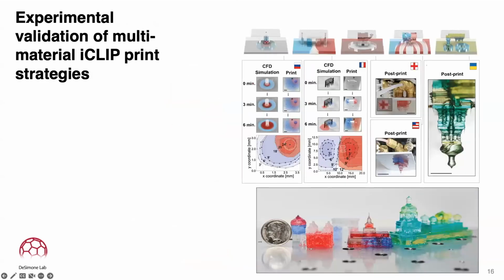We experimentally validate such multi-material ICLIP print strategies as shown here for each of the 5 examples, correlating computational fluid dynamics simulations to in situ images of the print process, which demonstrate the flow boundaries that are achieved by injection at different points in the print. Image processing confirms the dynamic flow boundaries that are emerging as a result of injection, and the results of the printed parts are shown to the right and bottom.